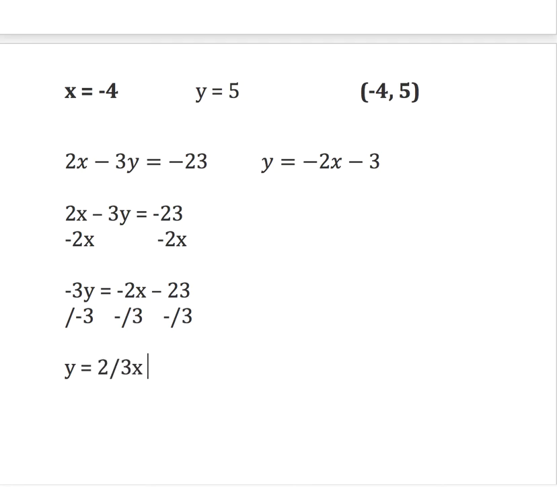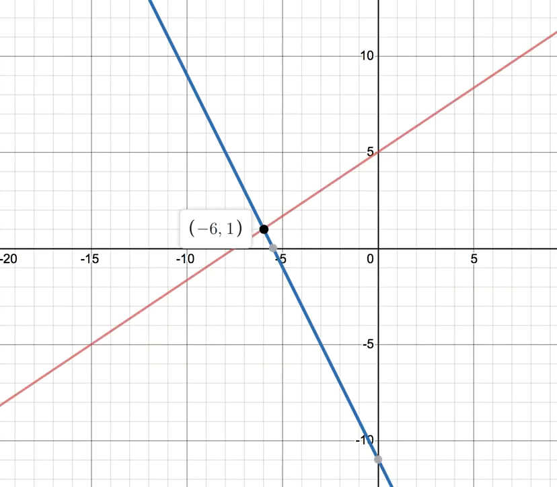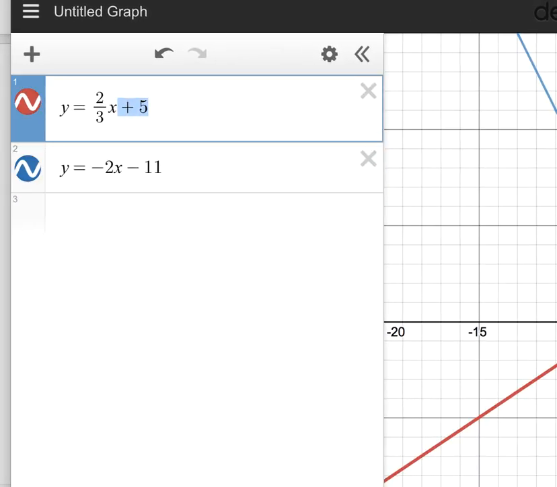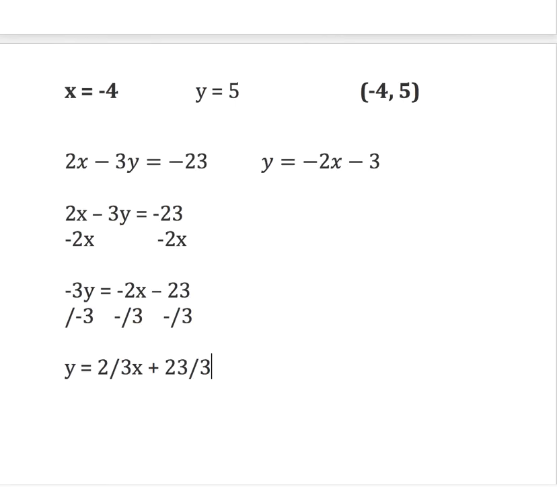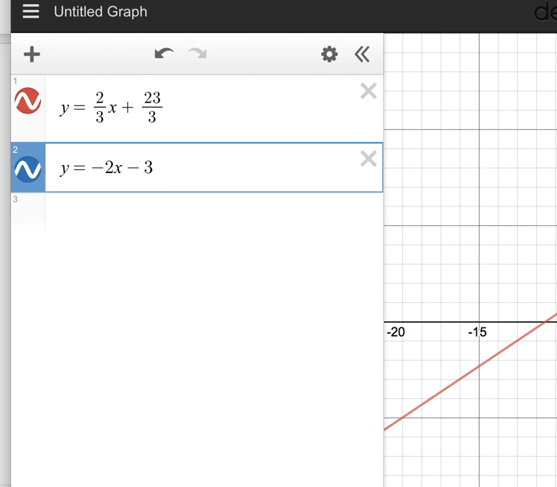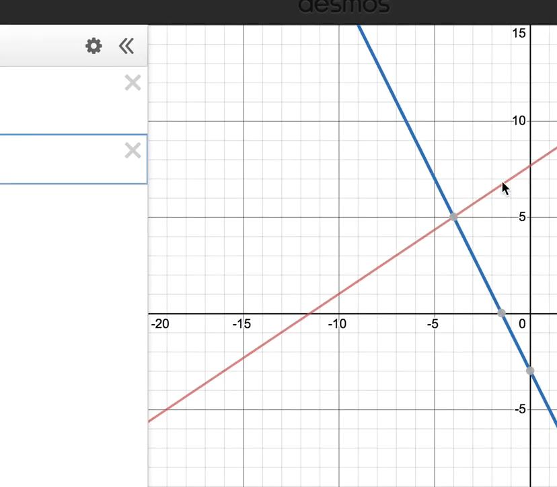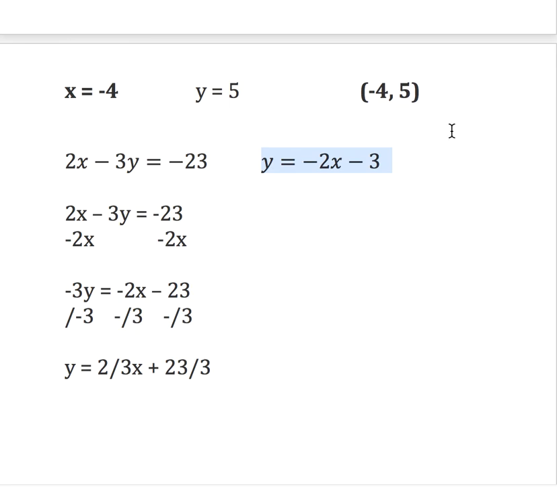y equals 2/3 x plus 23/3. I'm going to just leave that as an improper fraction for now. So y equals 2/3 x plus 23/3. Let's graph that in Desmos. 2/3 x plus 23/3. And our other equation was y equals negative 2x minus 3. Now, even though that first equation is kind of funky looking, check it out. These two lines cross at negative 4 comma 5, which is our solution to this system of equations.